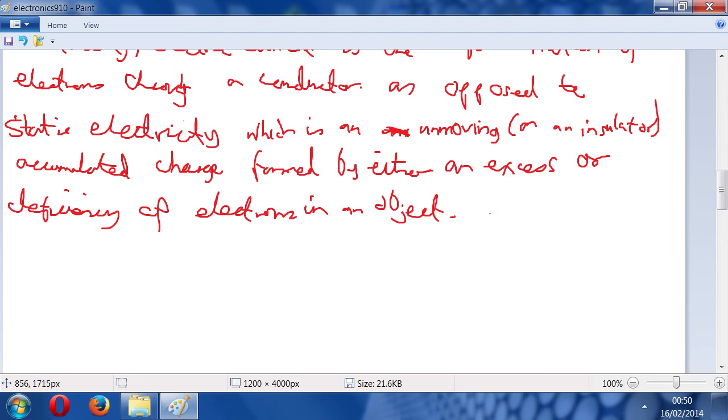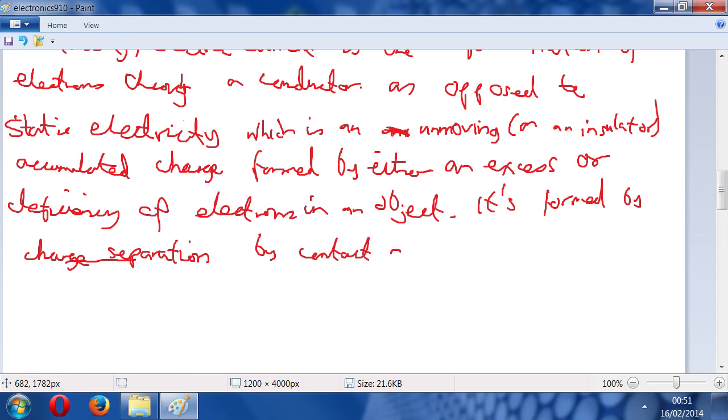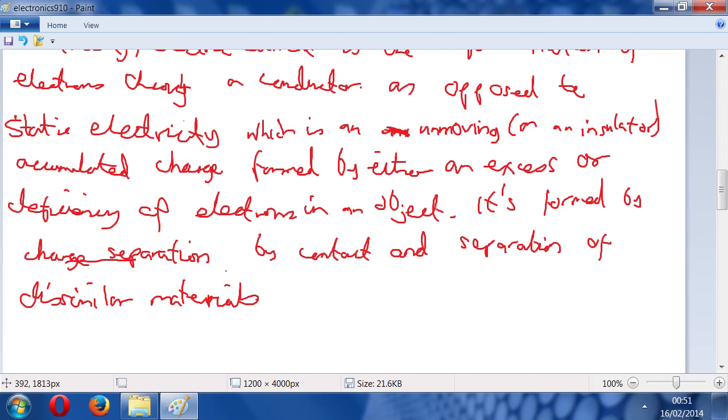We did the glass, and it's formed, and this is a bit more of a formal way of putting it, by charge separation. It's an interesting term here. Charge separation by contact and the separation of dissimilar materials. Okay, all right, good.